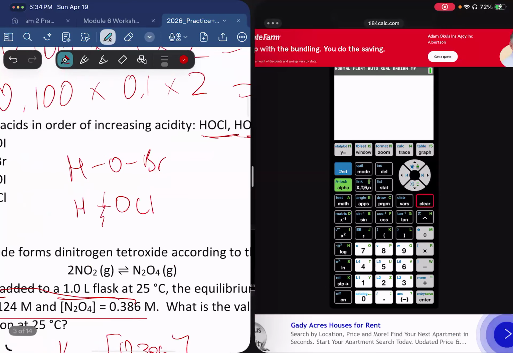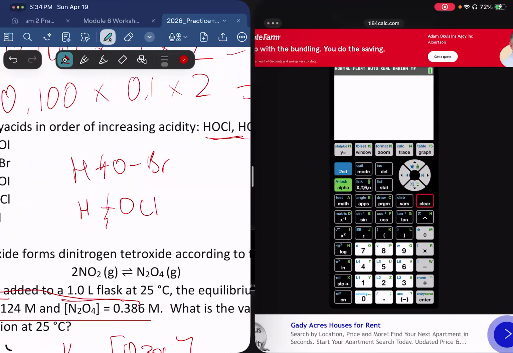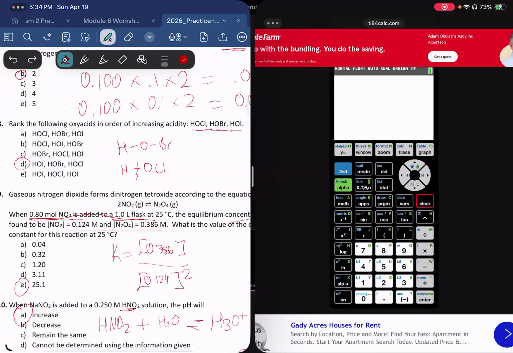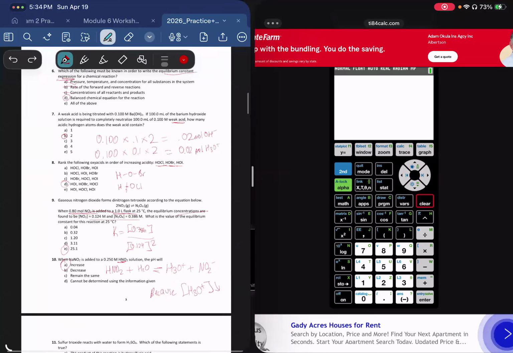So HI would be really acidic and HBr would be less, and then vice versa, right? But if it's something where it's not attached to the hydrogen, like in this case HOBr, you go by the electron density. So the one that has the greatest electron density is going to be the strongest. Okay, got it. Sounds good.